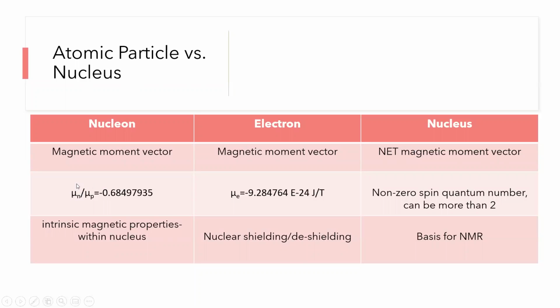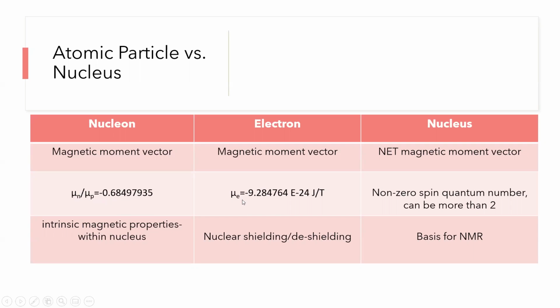For nucleons, I have the magnitude of the neutron's magnetic moment vector over the magnitude of the proton's magnetic moment vector. And what this value implies is that the proton's magnitude of its magnetic moment vector is greater than the neutron's. Since protons and neutrons weigh the same amount, they have the same mass. This is due to the difference in charge, because the magnitude of this vector depends on the charge to mass ratio of the particle. And so it's due to the difference in charge that these are not the same value.